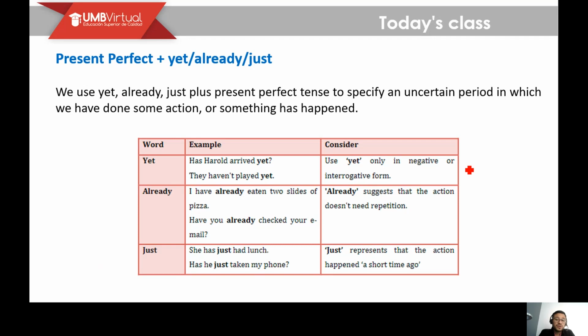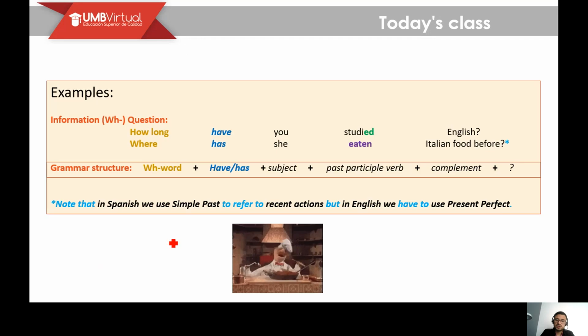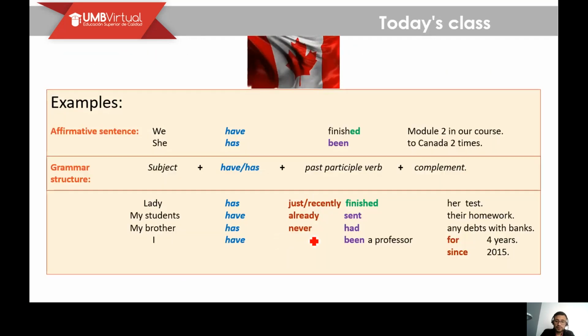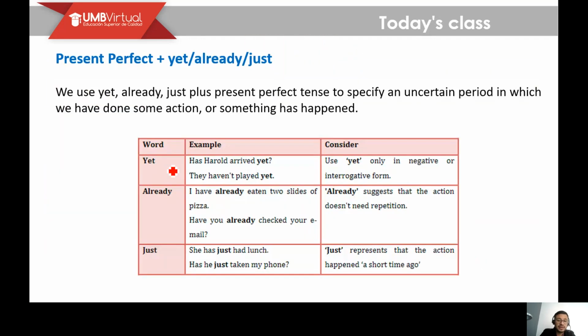So remember that we use yet, already, and just. These expressions that I was showing you over here, we have yet, already, and just. The word yet is used only in negative or interrogative form, only in those cases. And it goes always at the end. Has Harold arrived yet? They haven't played yet. Eso significa como aún, más o menos, ¿cierto?